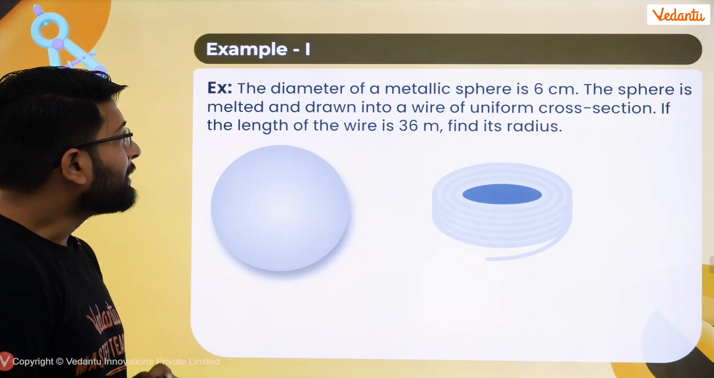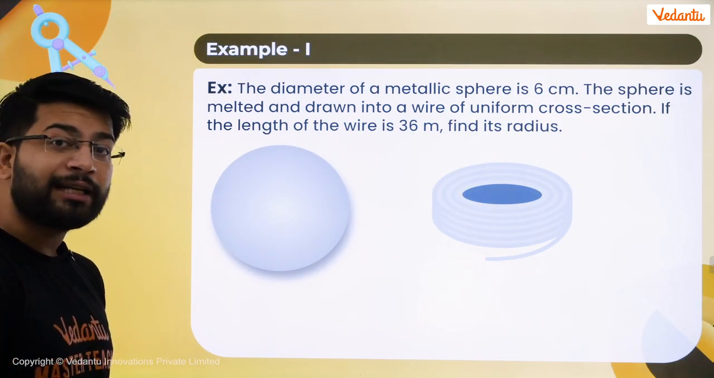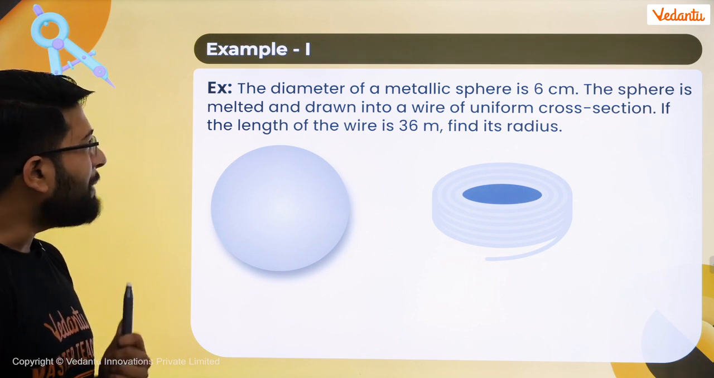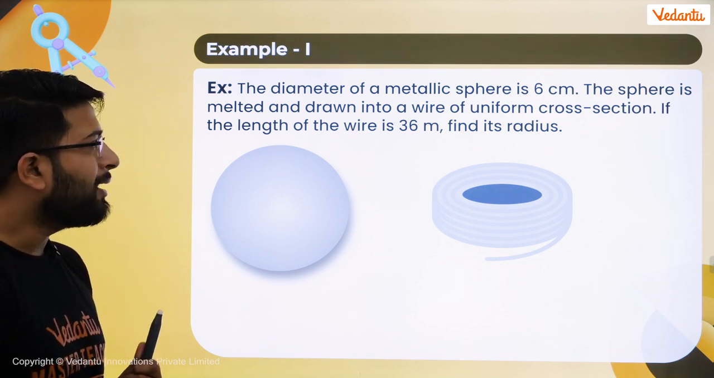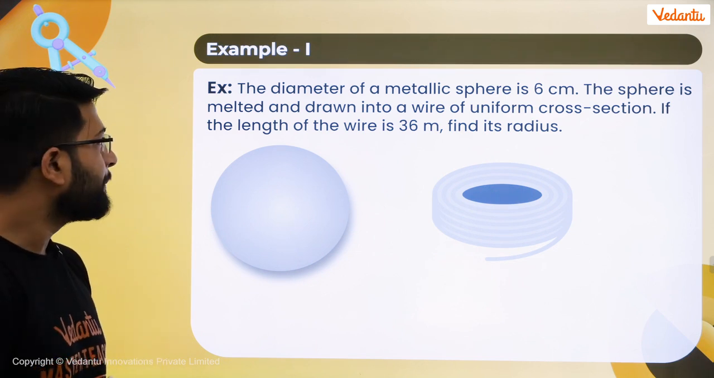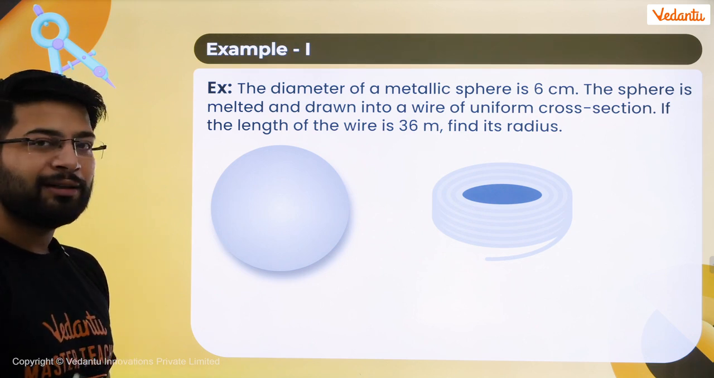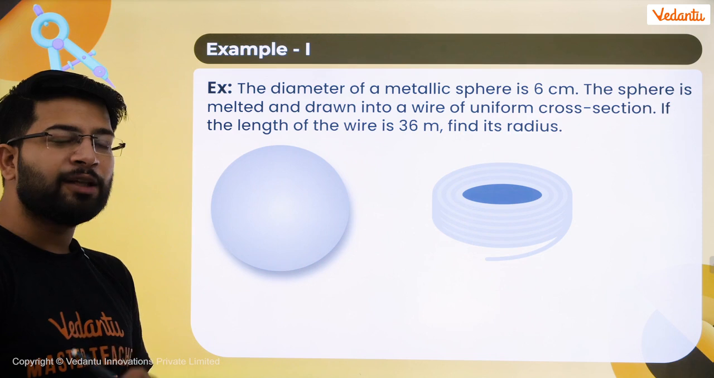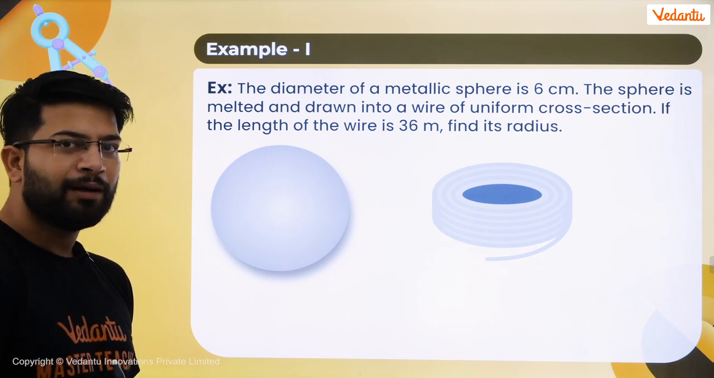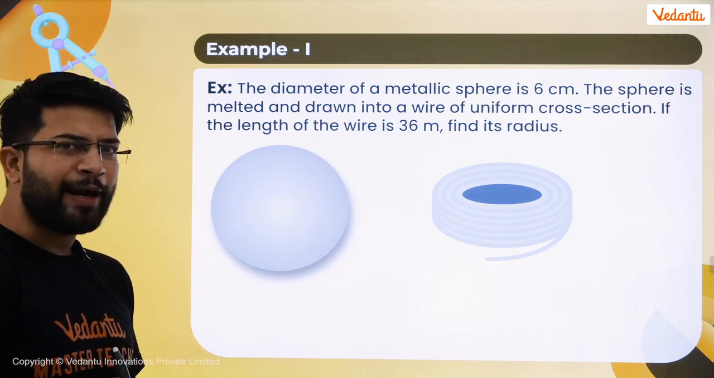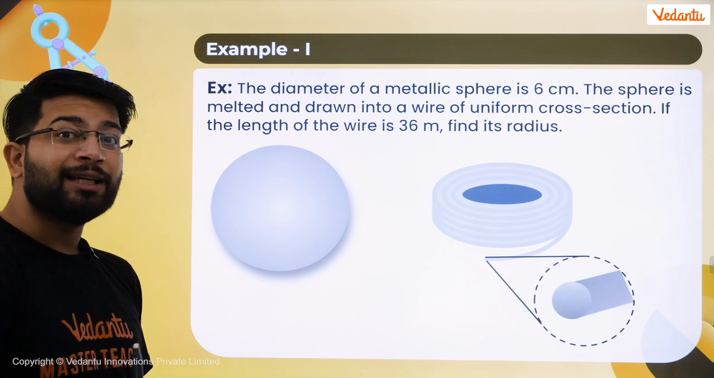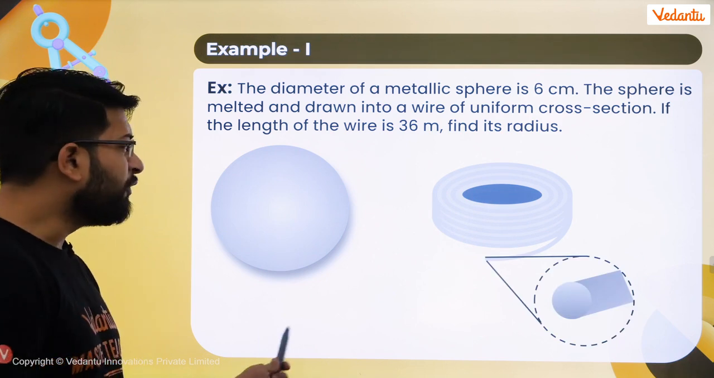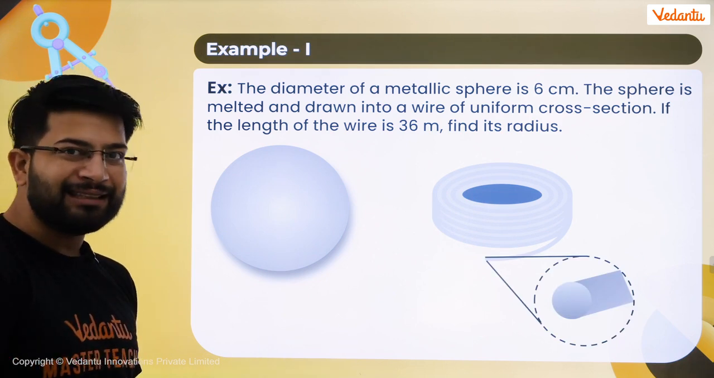Look at the first one. The diameter of a metallic sphere is given to us. The sphere is melted and drawn into a wire of uniform cross section. If the length of the wire is given, they are asking for the radius. So champ, do you know that the wire is in the form of which shape? Is it conical, spherical or cylindrical? The wire is cylindrical. So that means the volume will be the same, the amount of material is the same.